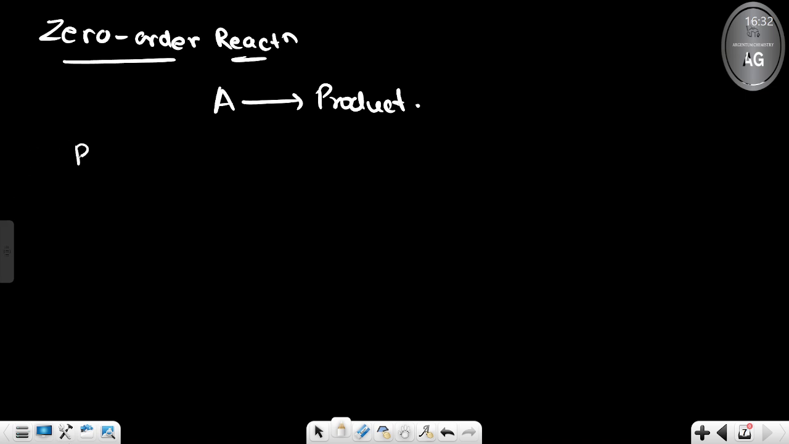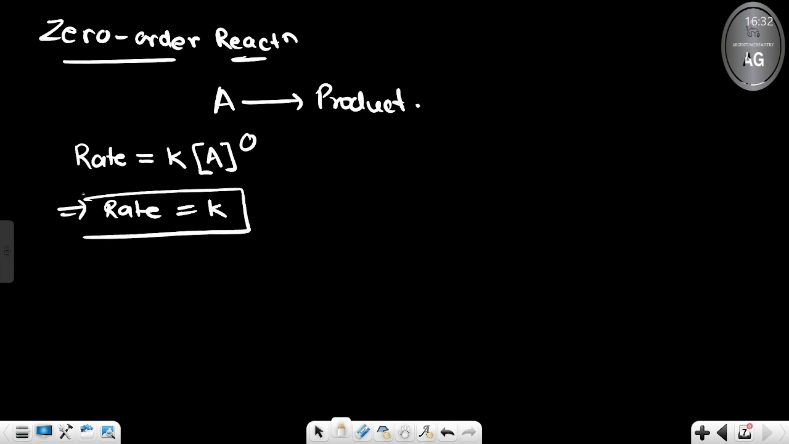Okay. So if I write the rate of the equation, then rate is proportional to this, so rate equal to K times A. But this is not a zero order reaction because nothing in the power means 1. It is not a first order reaction, it is a zero order reaction. So A to the power 0. That means ultimately rate is nothing but equal to the rate constant. Understood? So for a zero order reaction, rate is nothing but equal to K, the rate constant that we have for the particular reaction. Understood? Clear?